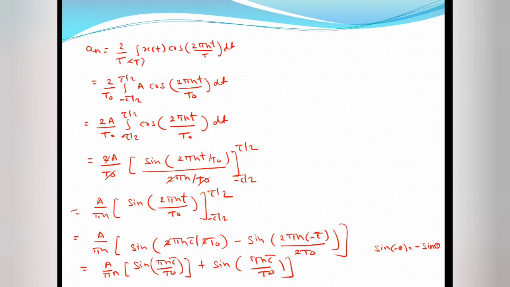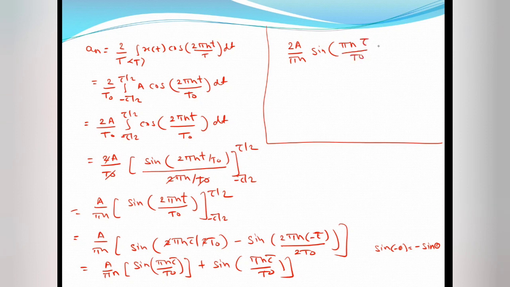So sine pi n tau by t0 plus sine pi n tau by t0 results in 2 sine pi n tau by t0, which is equal to 2. I will take outside this. So 2a divided by pi n into sine of pi n tau divided by t0. So this is the equation for an. So this is our second coefficient, that is the an coefficient. And now we'll go for calculating the third coefficient, that is the bn coefficient.